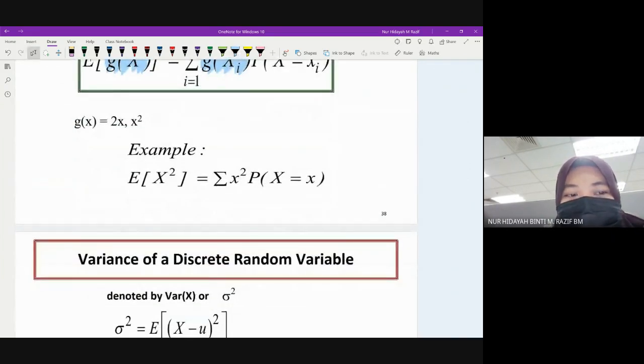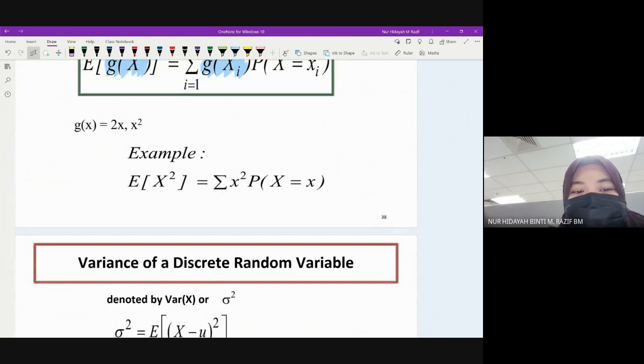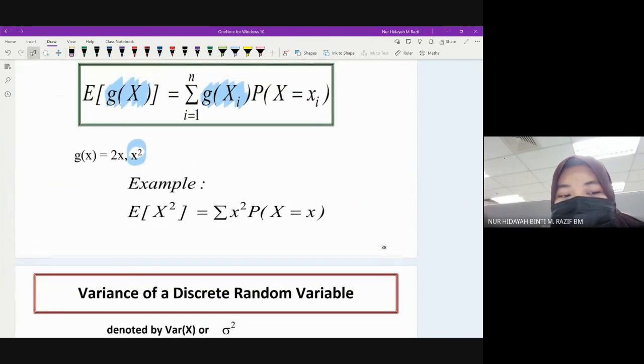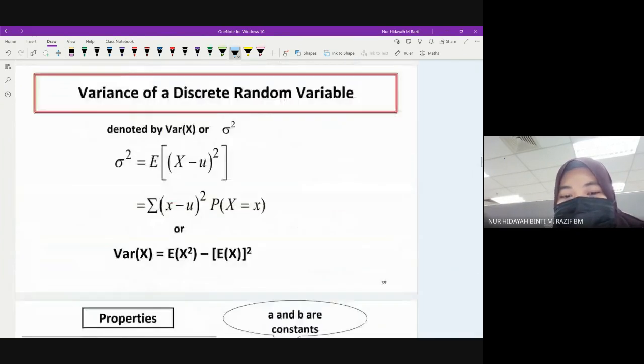So for example, if you have gx is equal to, okay, sorry, kita ada x kuasa 2. Okay. gx is equal to x square. So for example, to calculate your expectation of x kuasa 2, this is your gx, will be equal to the summation of gx didarabkan dengan probability x equal to xi lah, macam formula dalam kotak atas ni. So kita akan dapat this is my gx. So x square didarabkan dengan probability x is equal to x and then find the summation. So next kita tengok variance pula.